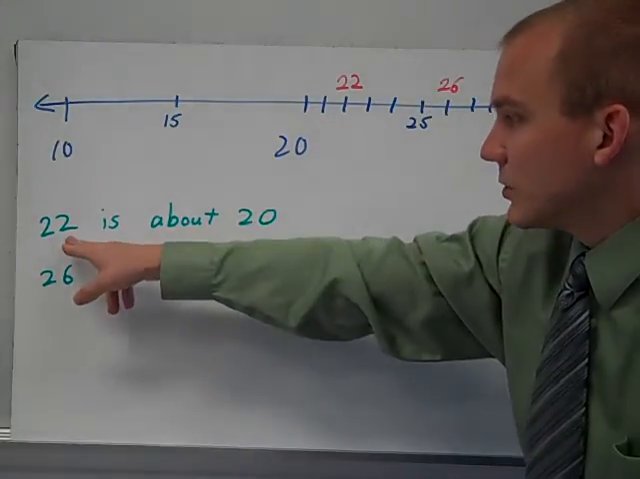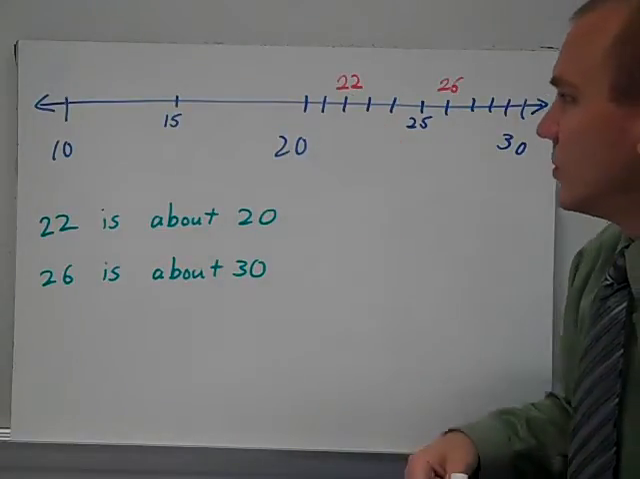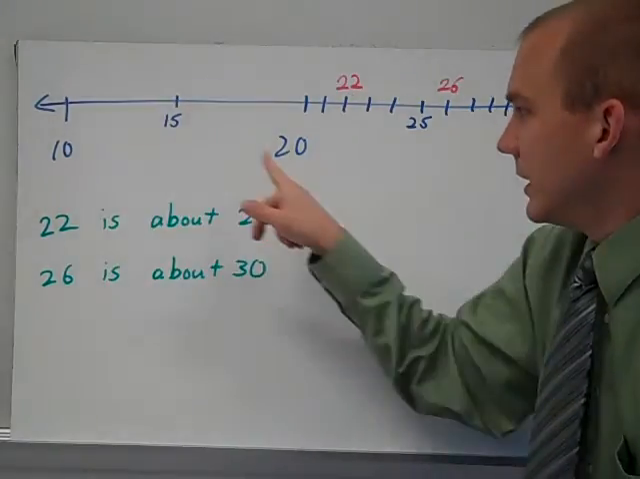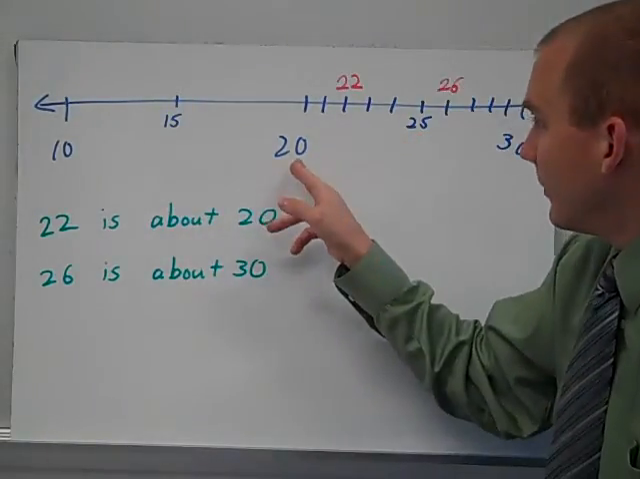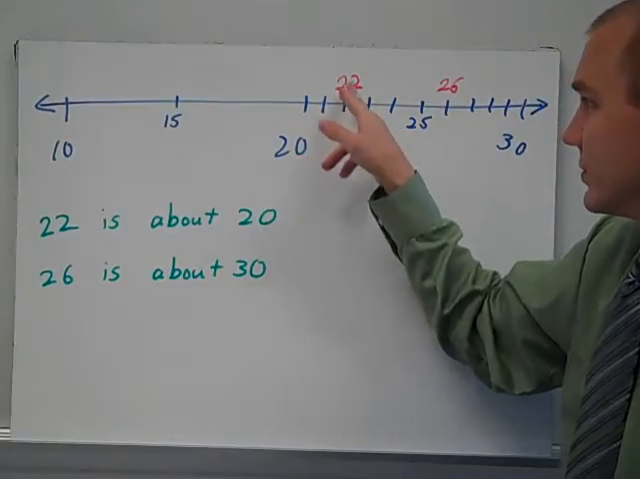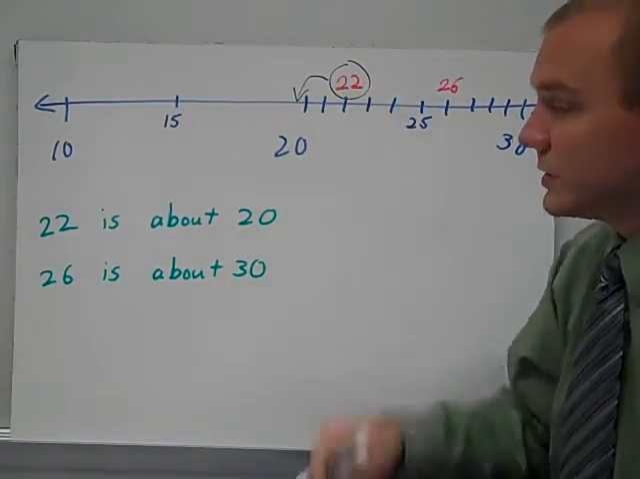Well, let's look at 22. 22 is about 20. Why is that? Well, you have 22 on this number line. You can see 10, 20, 30, 15 over here, 25 there. And then these little dashes, 21, 22. So here's 22. It's about 20 because it's the closest 10.